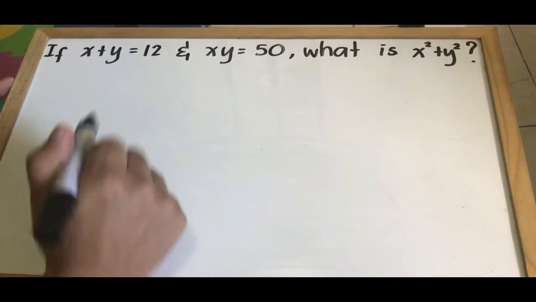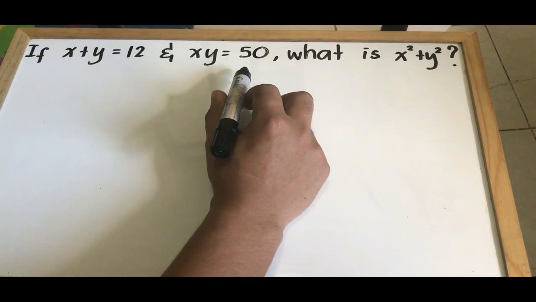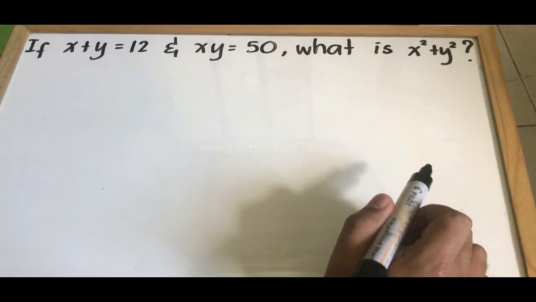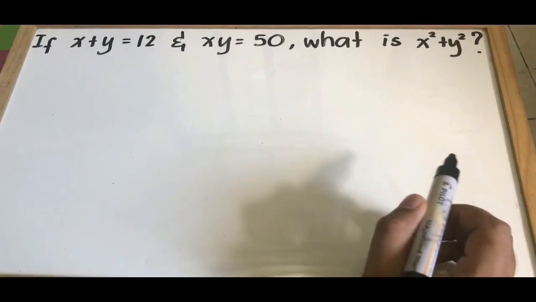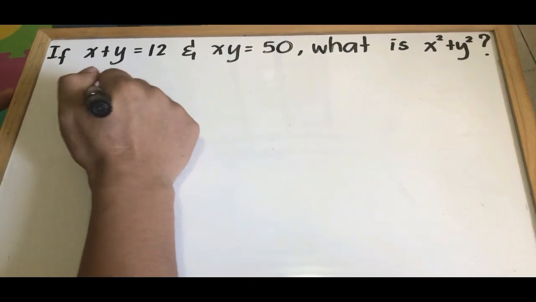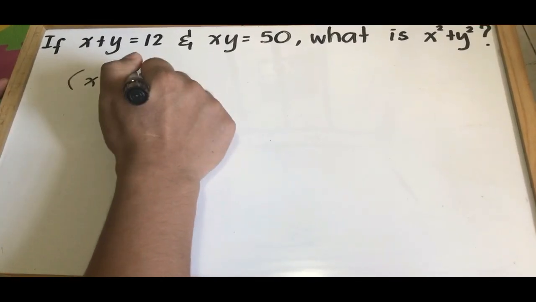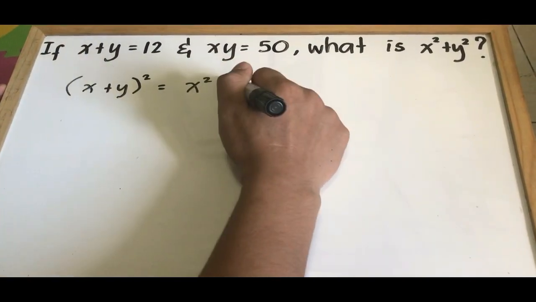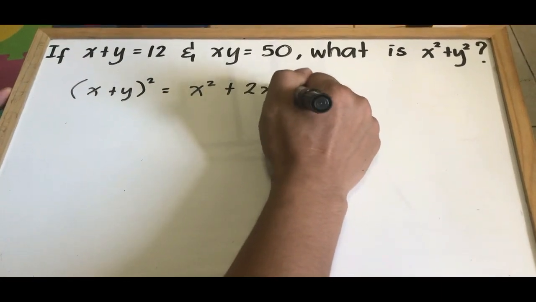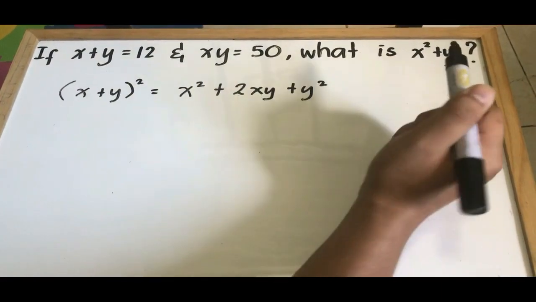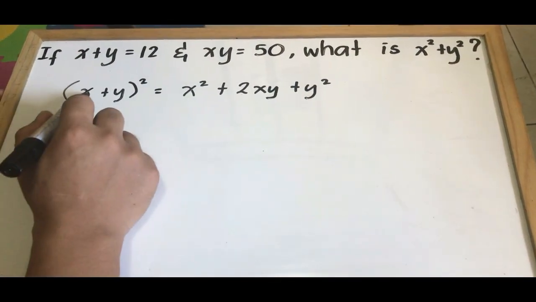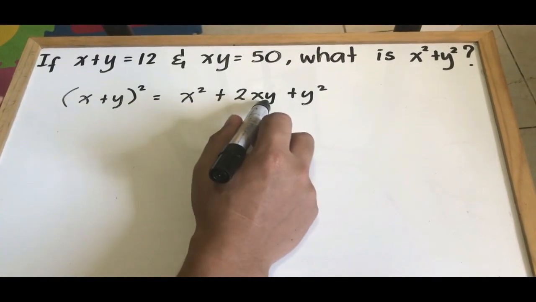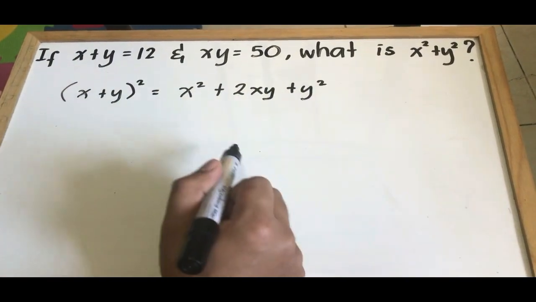If x plus y is equal to 12 and xy is equal to 50, what is x squared plus y squared? So this is a grade 8 level question. We know that (x plus y) raised to 2 is equal to x squared plus 2xy plus y squared. So square the first term, multiply the first and the second term, times 2, that's why we have 2xy, and square the second term, y squared.